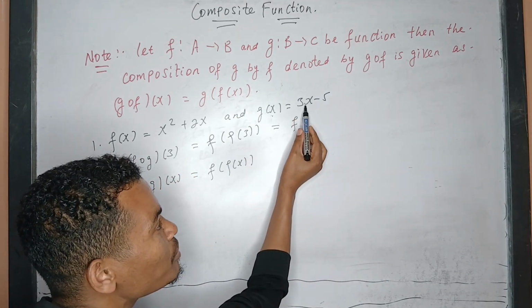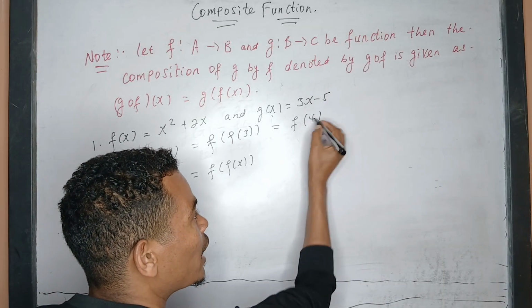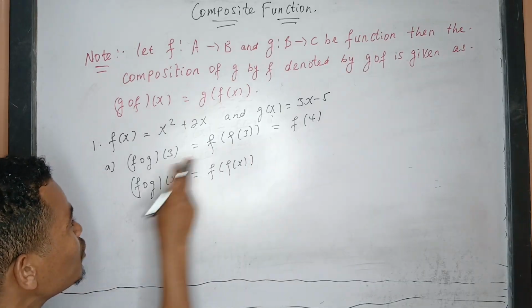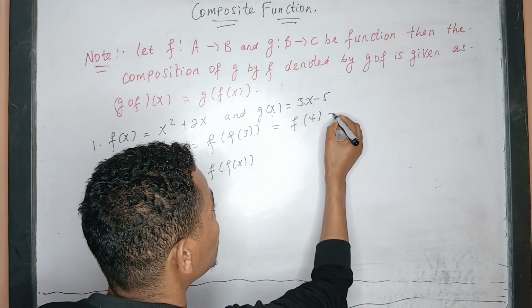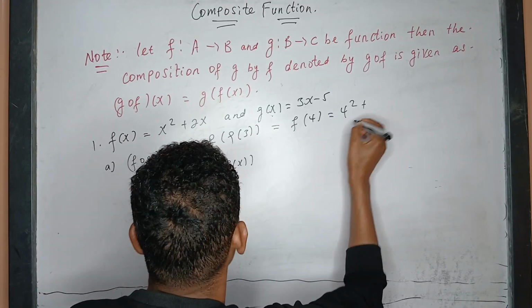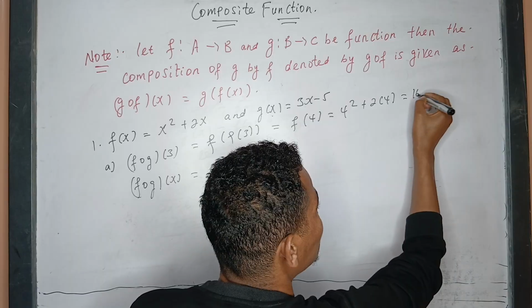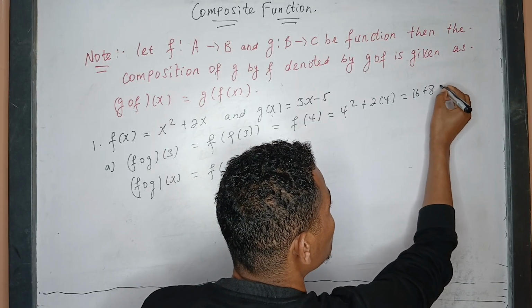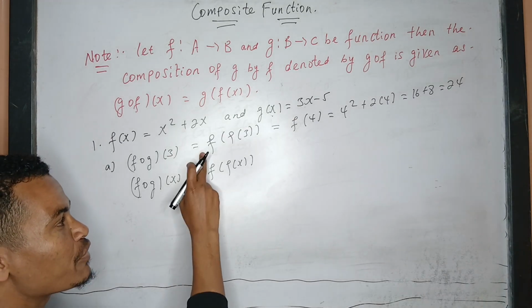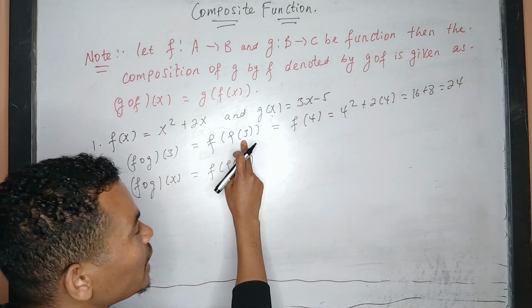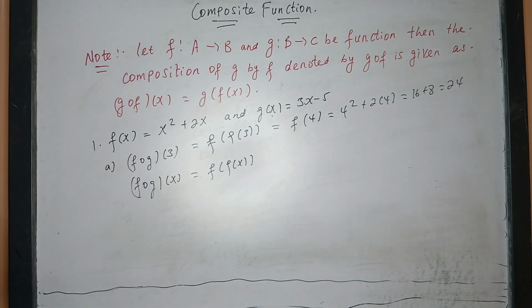3 times 3 is 9, 9 minus 5 is 4. So it becomes f(4). f(4) means substituting 4 in place of x in f(x). 4 squared plus 2 times 4, that is 16 plus 8, equal to 24. That is, (f∘g)(3) is the same as f(g(3)), and g(3) is 4, and f(4) is 24.